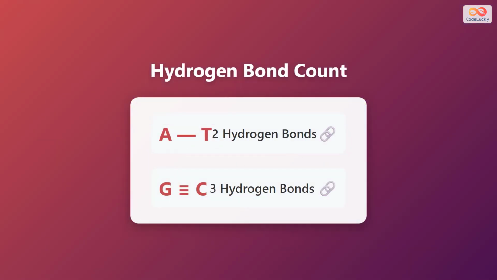The number of hydrogen bonds differs between the 2 types of base pairs. Adenine and thymine form 2 hydrogen bonds with each other. However, guanine and cytosine form 3 hydrogen bonds. This difference in the number of bonds has important implications for DNA stability. The single dash between A and T represents the 2 bonds, while the triple line between G and C symbolizes the 3 bonds connecting them.